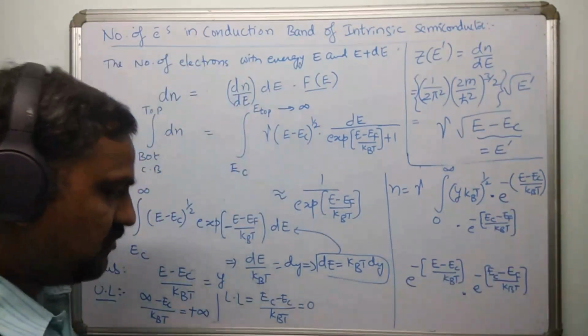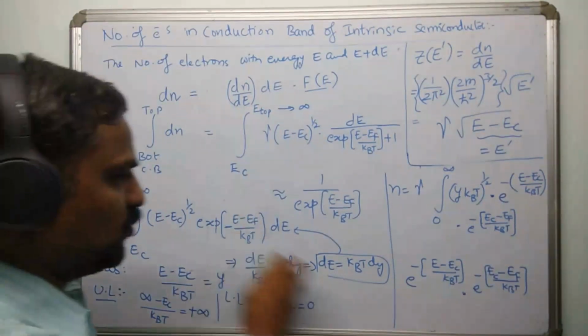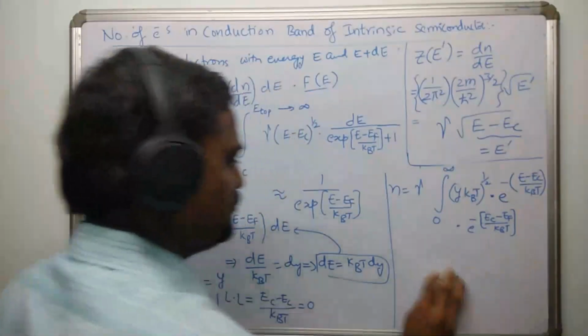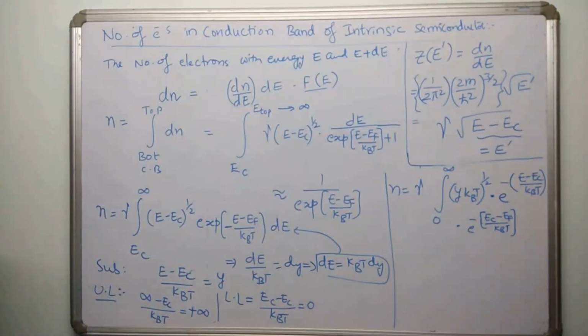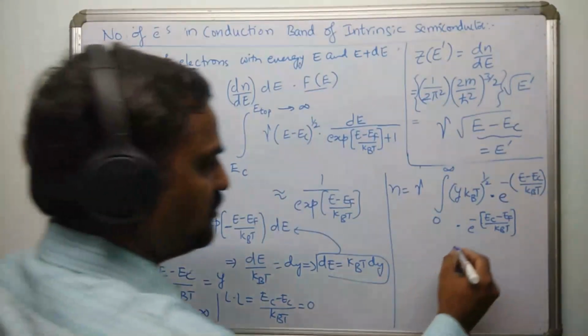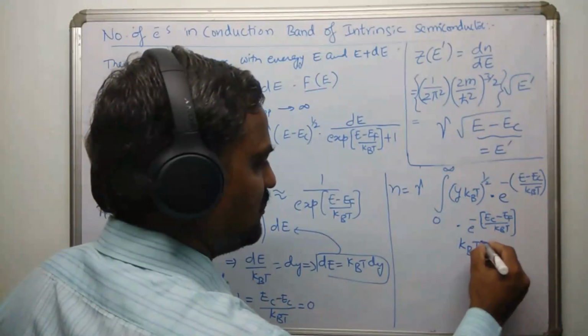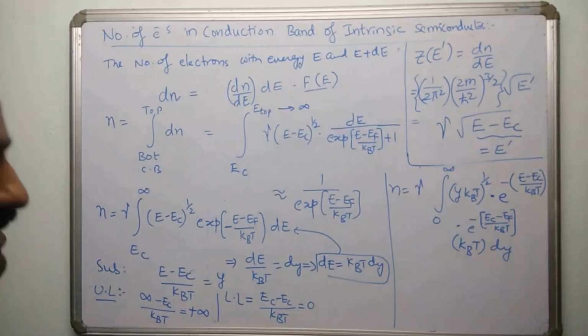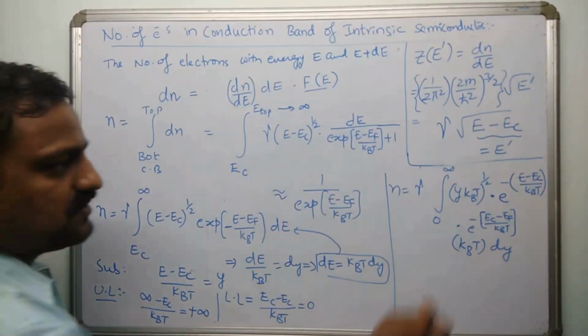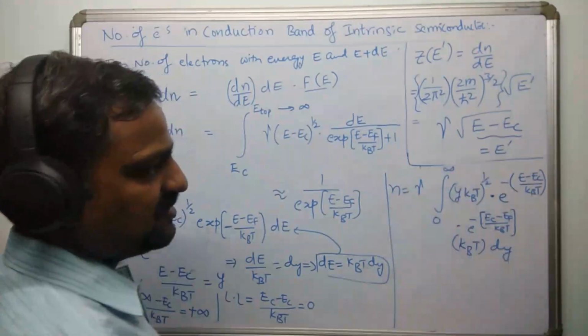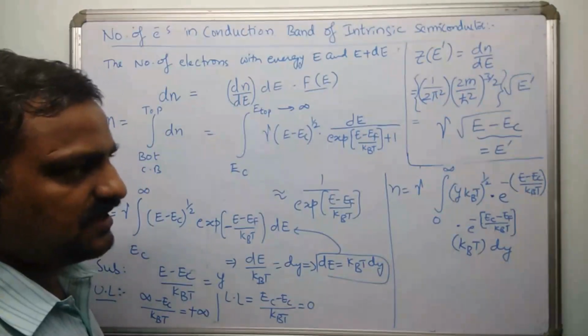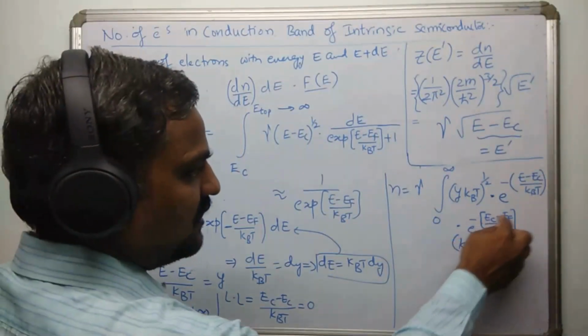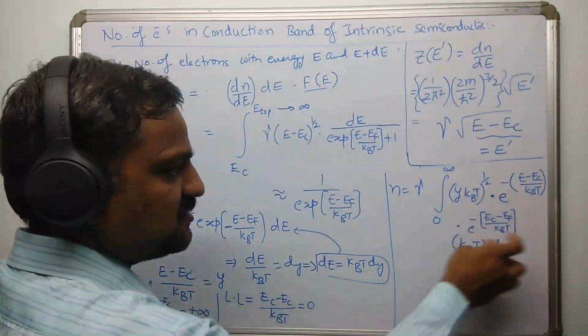So I'll erase this now. This part completes this. Now the last one needs to be substituted. In place of dE, I have to write kBT dy. So this is going to be the total integral. And there is an advantage here, because kBT power 1 by 2 is a constant which can be safely pulled out of the integral. E power minus of EC minus EF by kBT, this is also a constant.